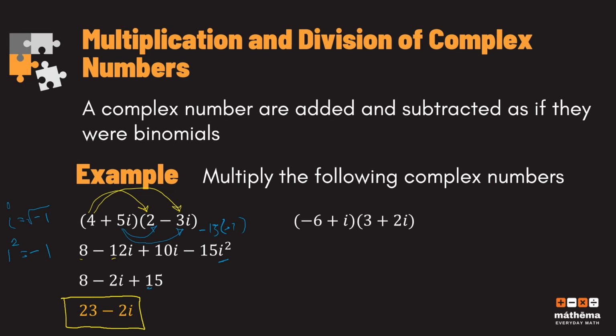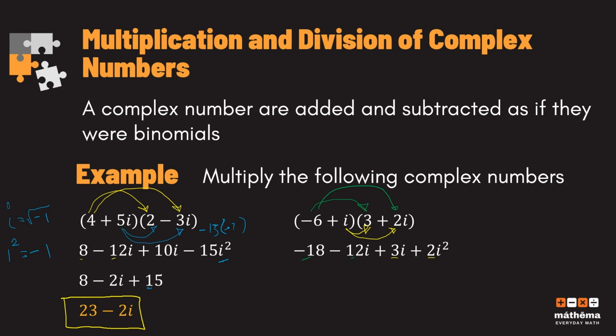Next, multiply the quantity of negative 6 plus i times the quantity of 3 plus 2i. The same method, we are going to distribute. So we'll have negative 6 times 3 will give us negative 18. Negative 6 times 2i is negative 12i. And then i times 3 will give us 3i. And then i times 2i will give us 2i squared.